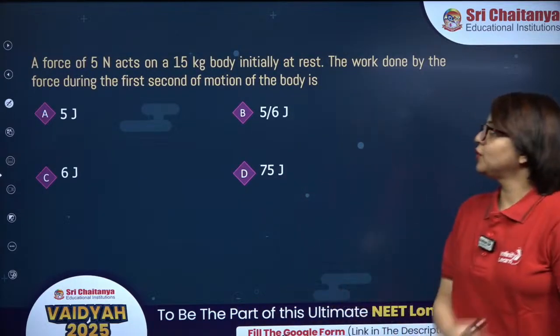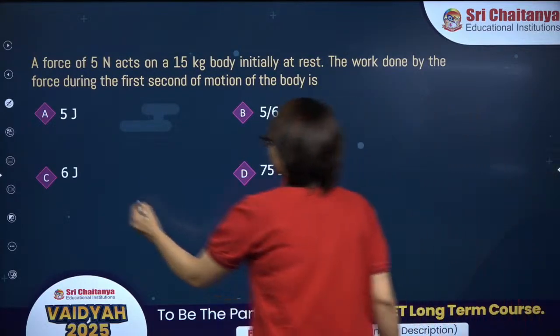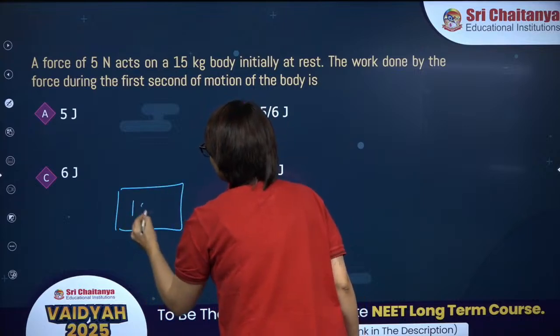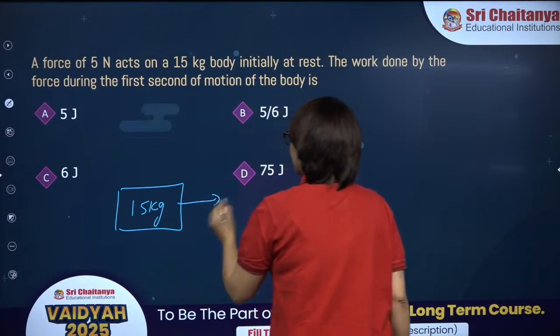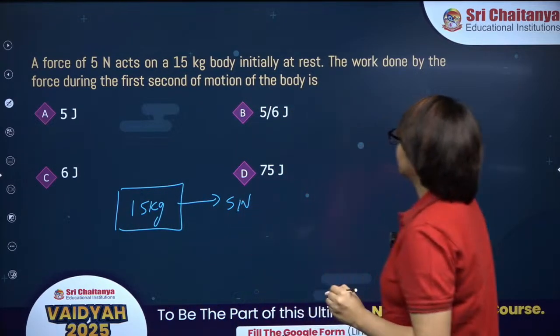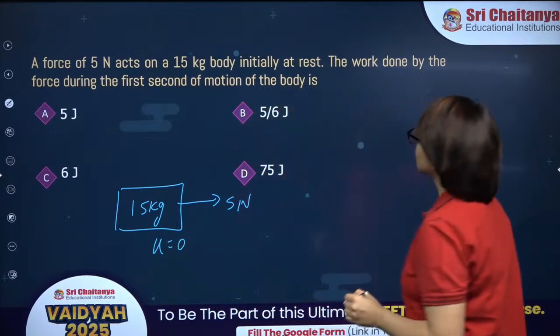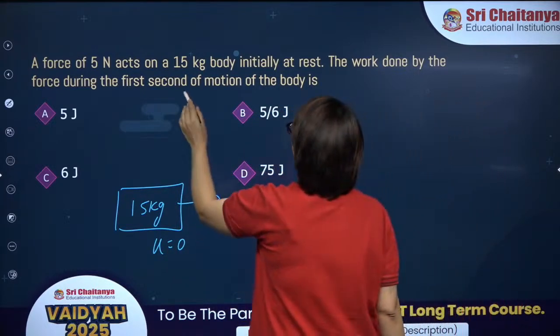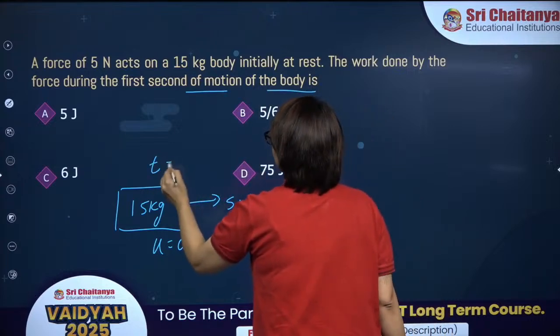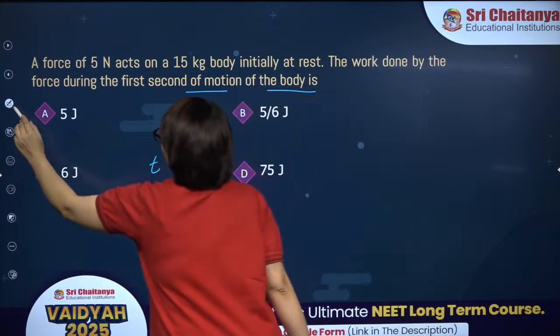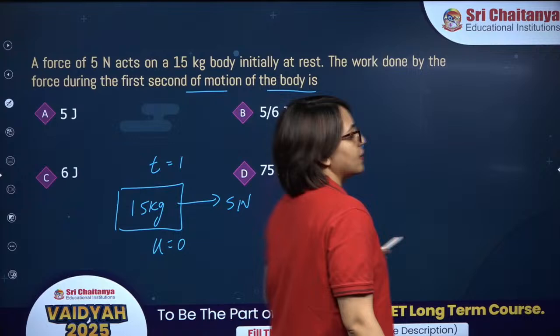A force of 5 Newton acts on a 15 kilogram body. We have a 15 kilogram body and 5 Newton force is acting on it. Initially, the body is at rest. The work done by the force during the first second of its motion is. So, during the first second, what is the work done by this force?